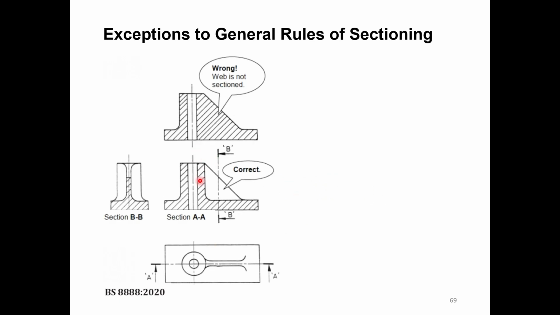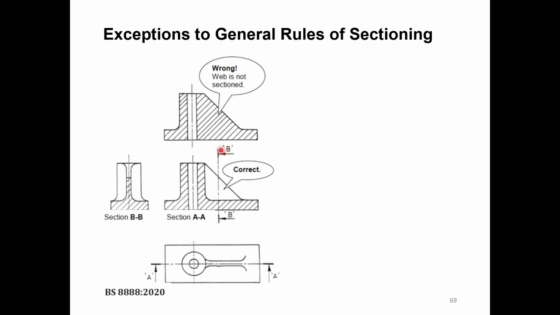You see, for example, here, these are different views of the same component. If this is the one view, and you are cutting across here, and getting rid of this part, the cutting plane here is parallel to the plane of the web. So in this case, the web here is not sectioned, and this is the correct representation. But here, if you section across the web, this is not correct.